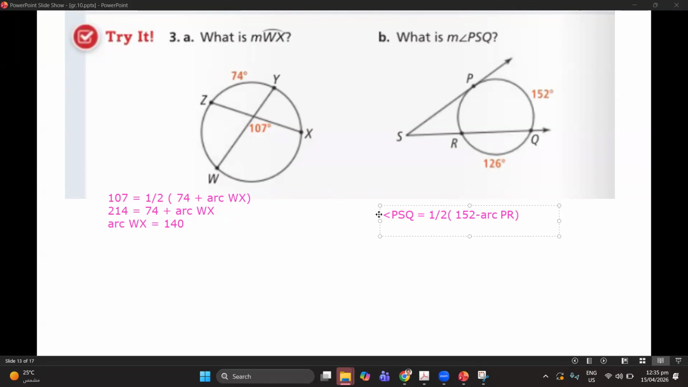Now, half of 152 minus arc PR. But how can I find the measure of arc PR? 360 minus 126 minus 152, which gives me 82. Then 152 minus 82. So what will the measure of the angle be now? 35, thank you.